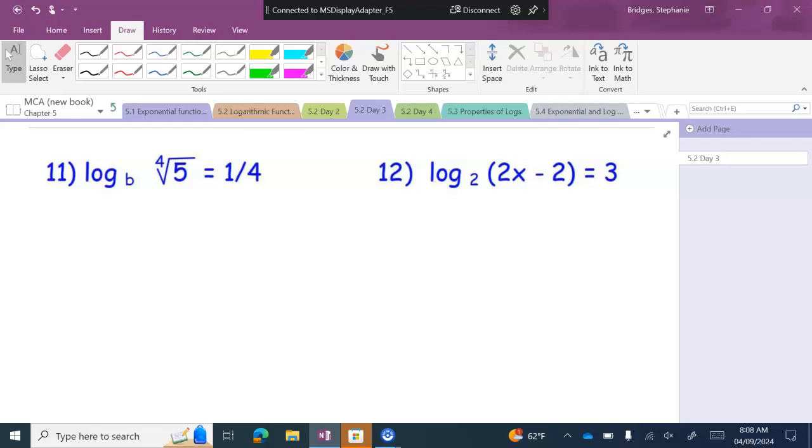Remember, with a log, your little number is the base. The big number is the argument. And what it is equal to is the exponent. So that you know what I'm talking about when I say base, argument, and exponent. Number 11 might seem difficult looking at it, but once you set it up, hopefully it won't be so difficult.